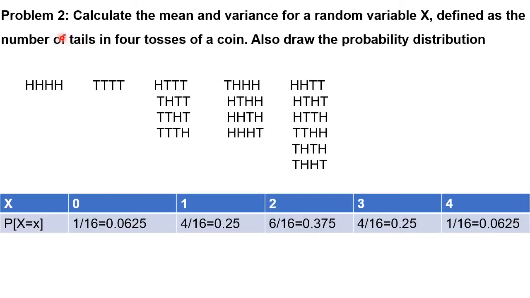We'll try to solve the second problem. You need to calculate the mean and variance for a random variable x defined as the number of tails in 4 tosses of a coin. Also draw the probability distribution.